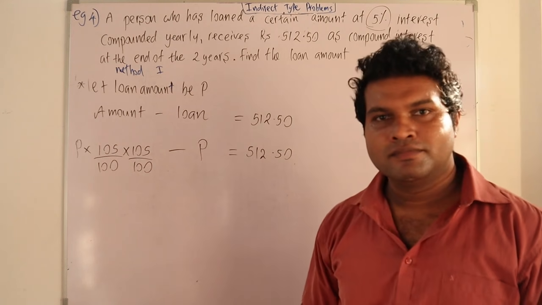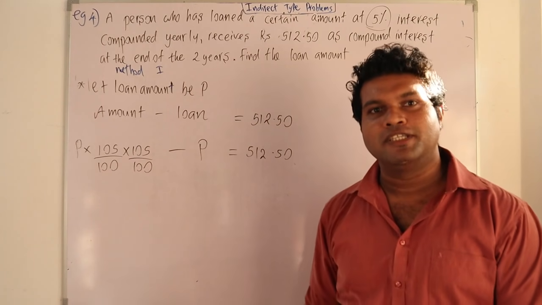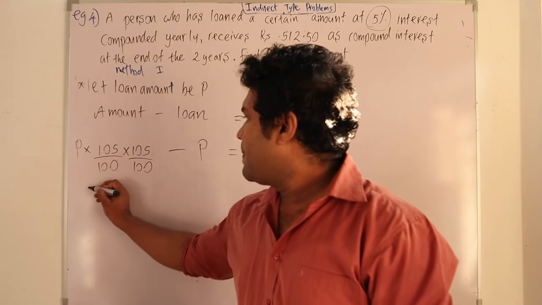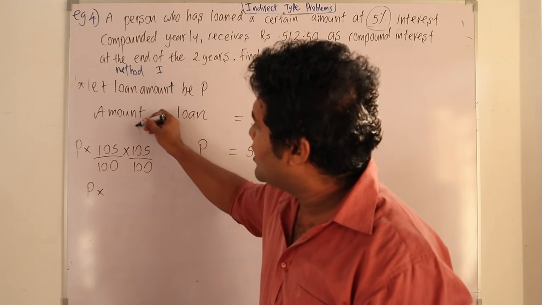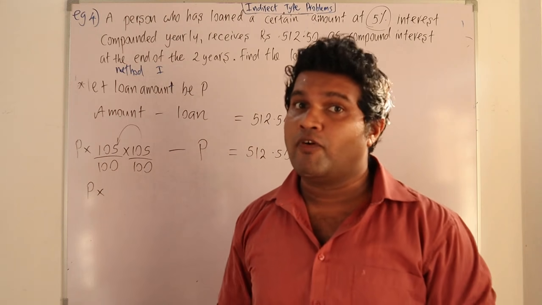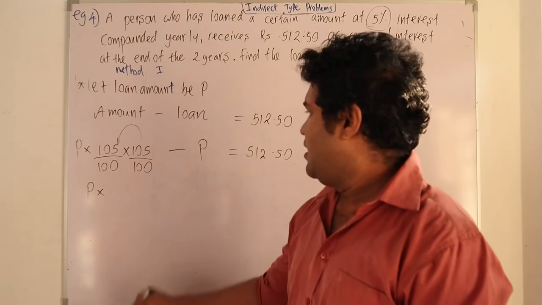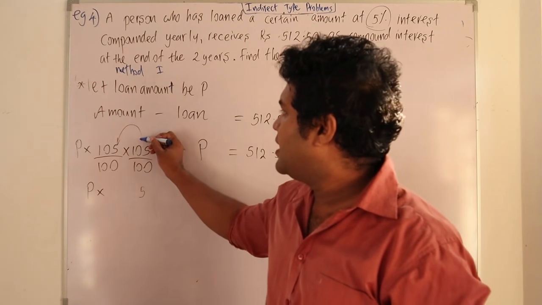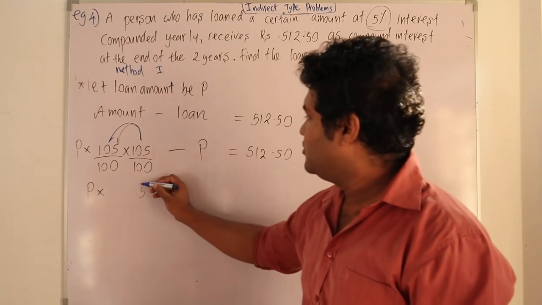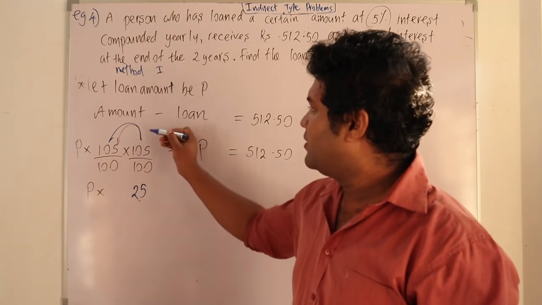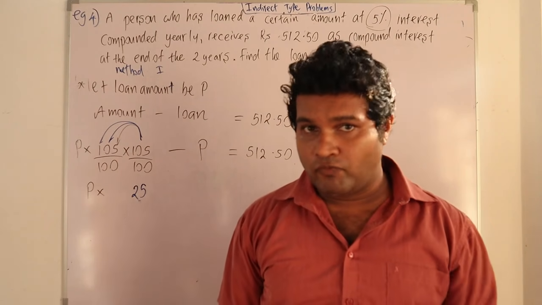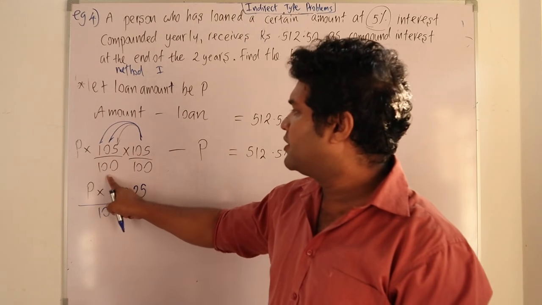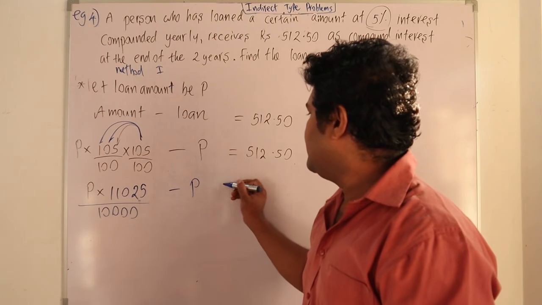Now you have to find P. Now just solve this equation. How to solve this equation? We can multiply 105 times 105. We can multiply P into, 105 times 5. 105 times 5 will be 525. You can multiply that, doesn't matter. And 52 is remaining. And 105 times 0, 0. 525 over 10,000, where 100 times 100 is 10,000, minus P.